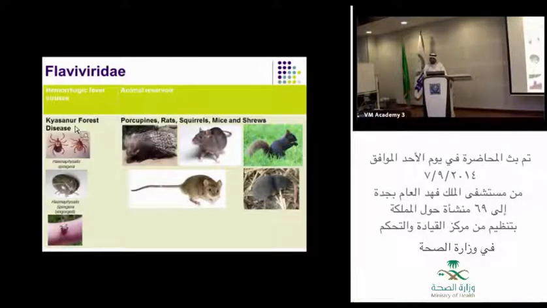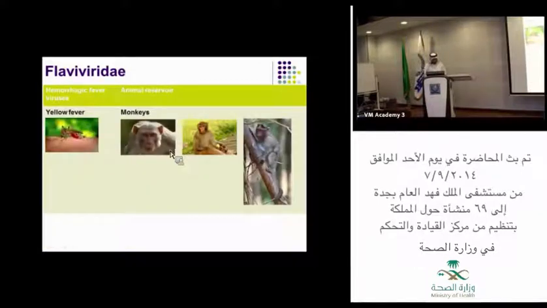We also have Kyasanur Forest disease, very similar to Alhumra virus, transmitted by ticks and maintained in nature by porcupines, rats, squirrels, mice, and shrews. Yellow fever is transmitted by Aedes mosquitoes, and it is maintained in nature by monkeys. So as you can see, all of the viral hemorrhagic fevers are zoonotic except dengue. And the animal reservoir for such infections is usually rodents, livestock animals, and monkeys.